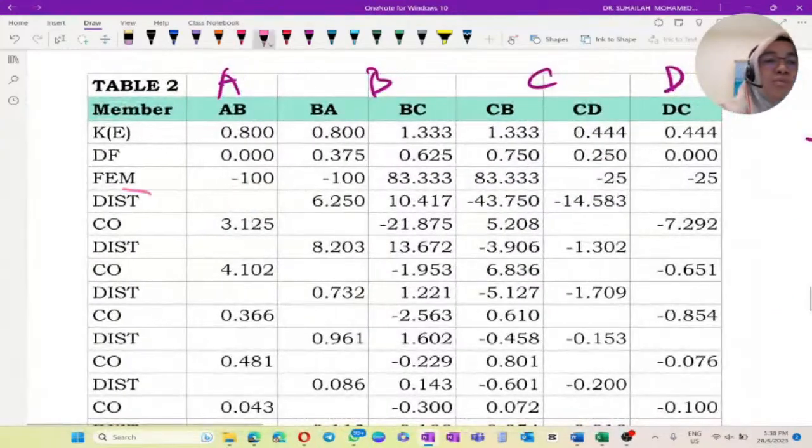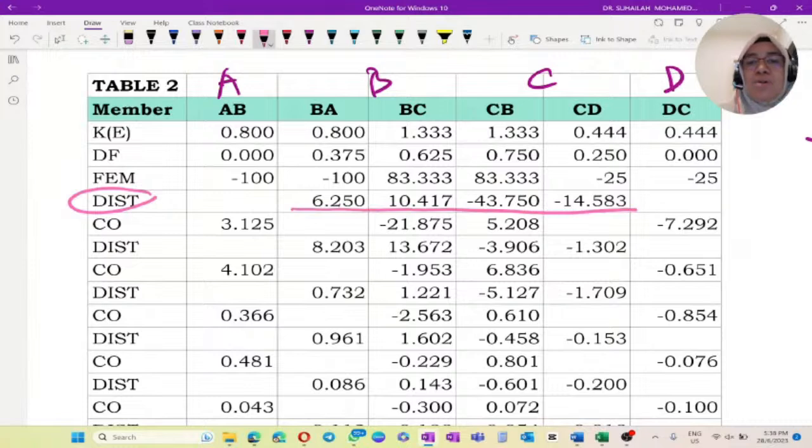So this is distribution. For distribution, we change sign, because the moment that we distribute is the joint moment, not the member end moment. So we have to change from member end moment to joint moment first. And always remember, joint moment is opposite to member end moment. Then only we multiply with the distribution factor to distribute to BA, BC as well as CB, CD.